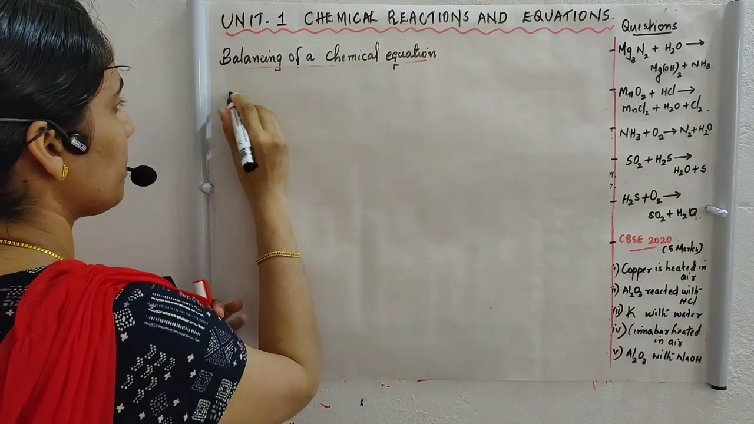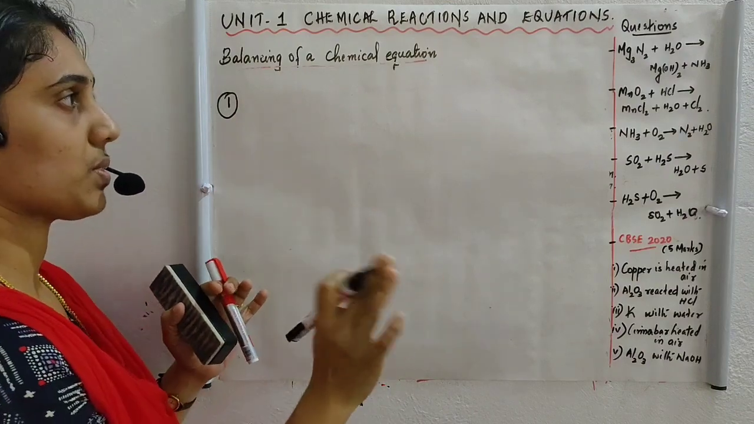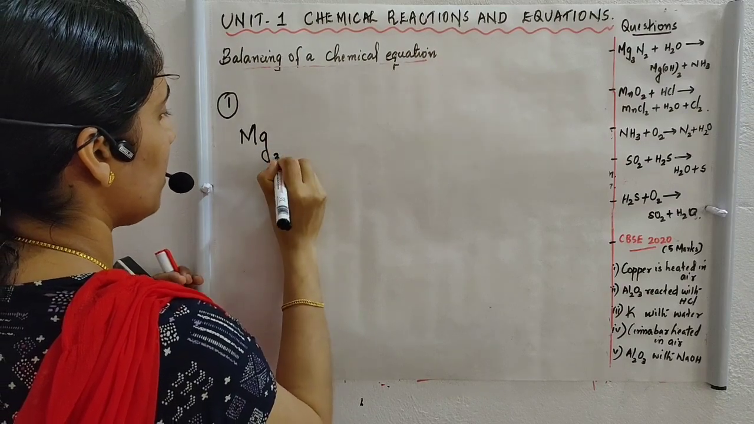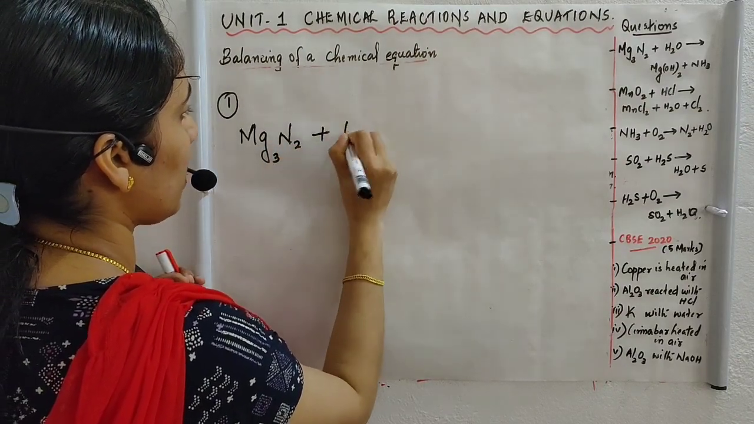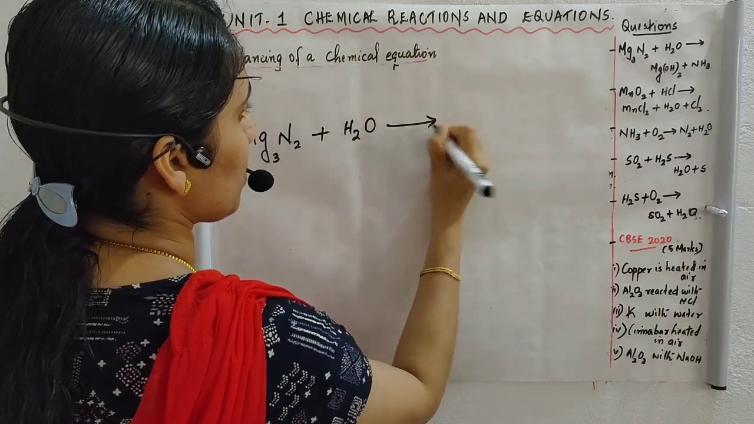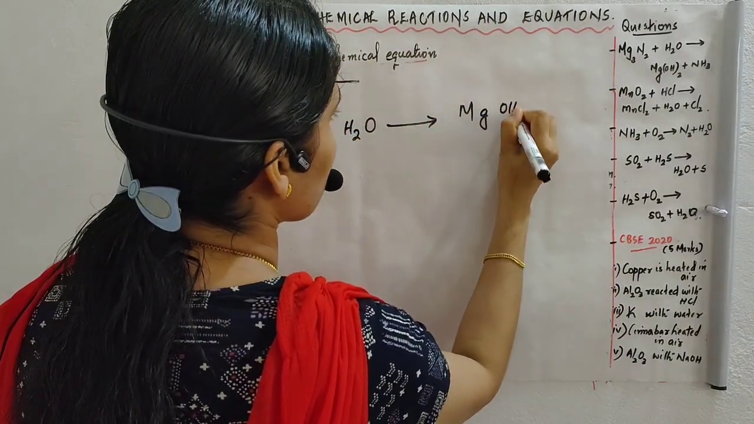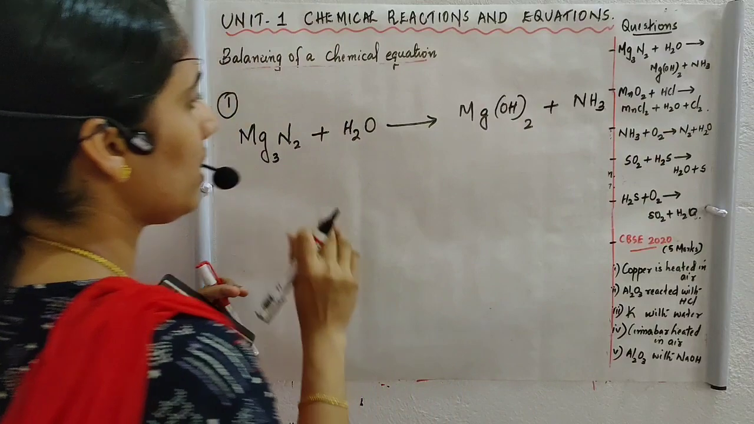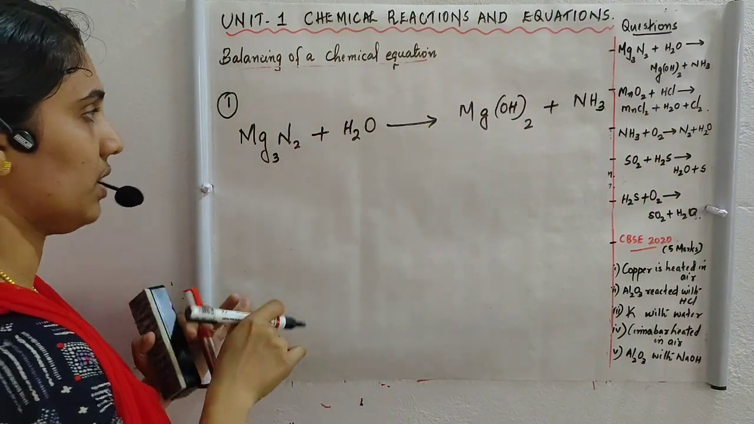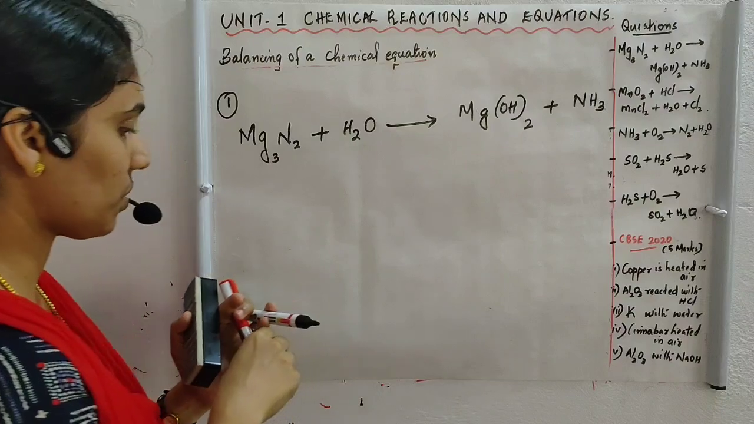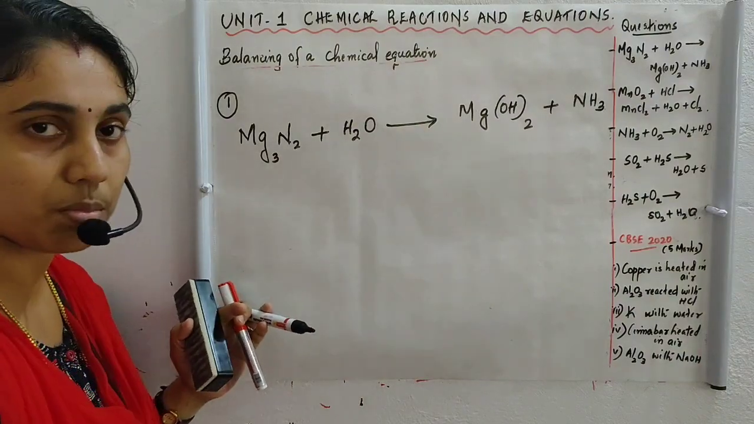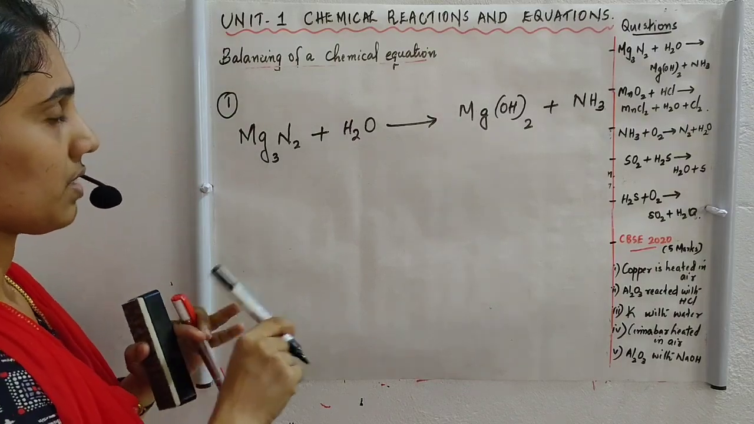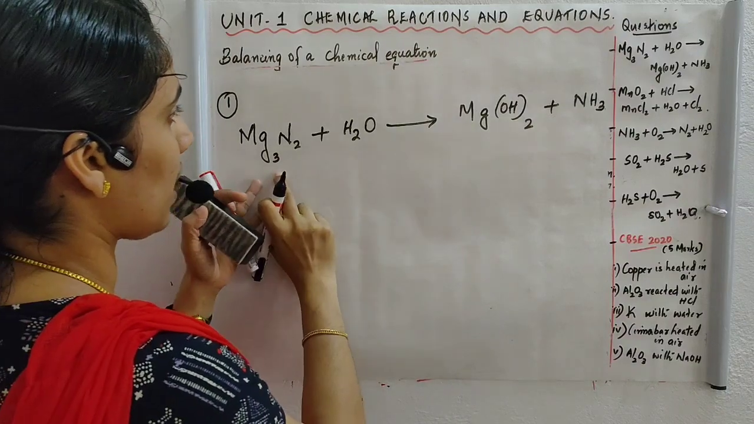Question number 1. The equation is given, you have to write the balanced chemical equation. The equation is Mg3N2 plus H2O gives Mg(OH)2 plus NH3. So an unbalanced chemical equation is given. First you check, is it a balanced equation or unbalanced equation? If it is already balanced, there is no need to balance it. You just check whether it is balanced or not.